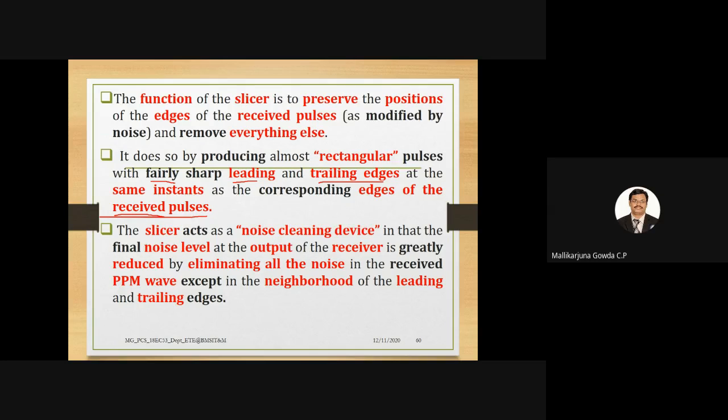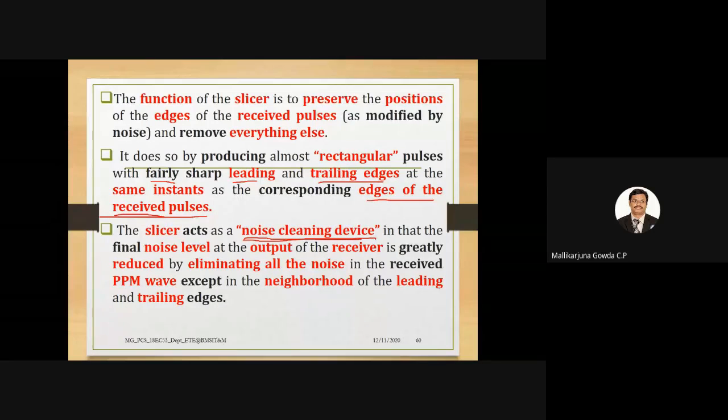So the output of the slicer will be a rectangular pulse with sharp leading and trailing edges, and those edges will be at the same instants of time as the corresponding edges of the received PPM wave. So in a loose sense, I can say the slicer acts as a noise cleaning device. Hope you understand what I am saying.